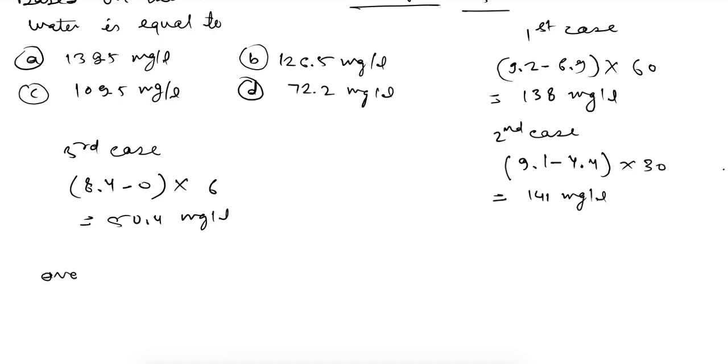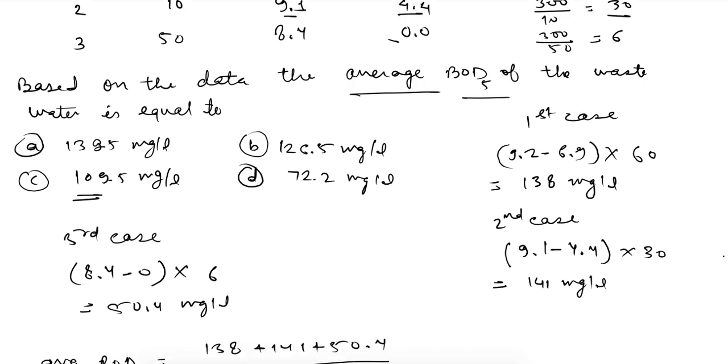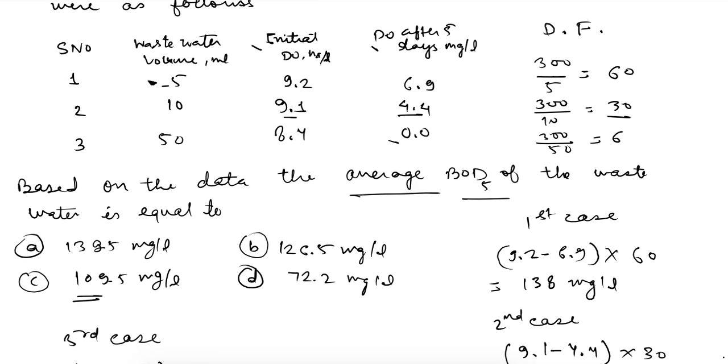Now for the average BOD it is equal to sum up the 3, that is 138 plus 141 plus 50.4 and divided by 3, that is your 109.8 milligrams per liter, and this is given here in the options, but this is the wrong answer. Now let's understand why. So let's see this third sample here. Here it says DO after 5 days is 0.0.